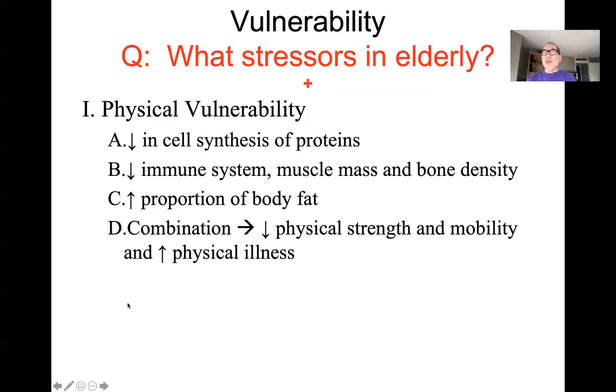When thinking about the elderly, here we're talking about the population defined as those 65 and older. Generally in the literature, that group is even divided into three subgroups: the young elderly from 65 to 75, the middle elderly from 75 to 85, and then the older elderly from 85 onwards.